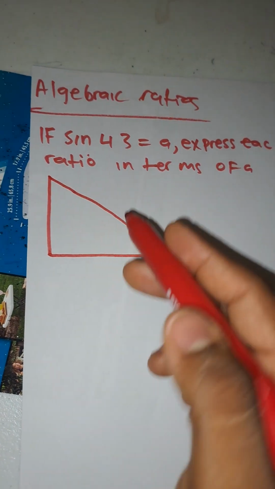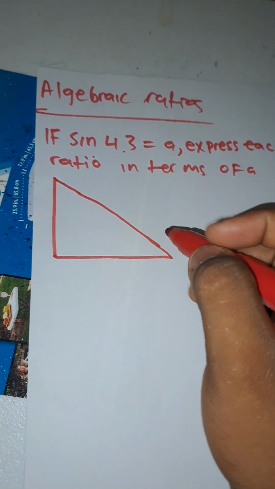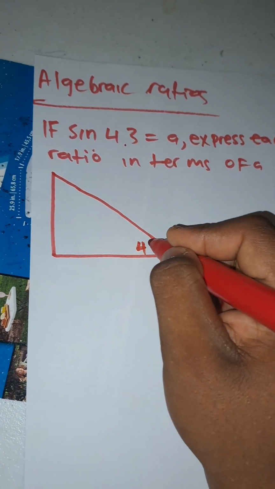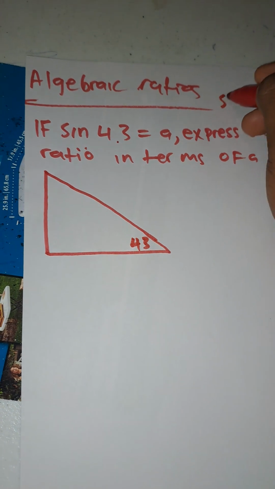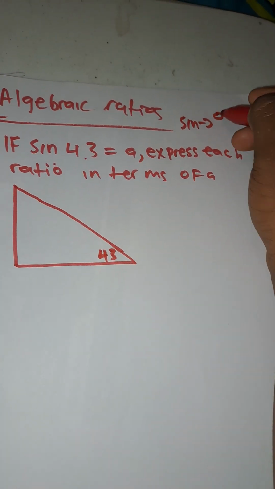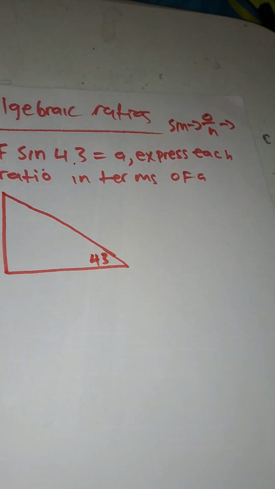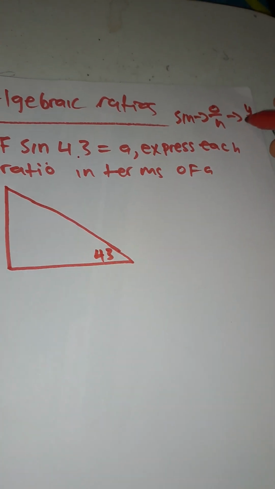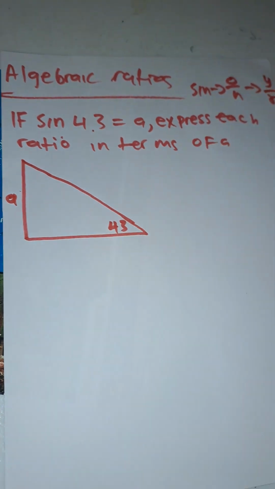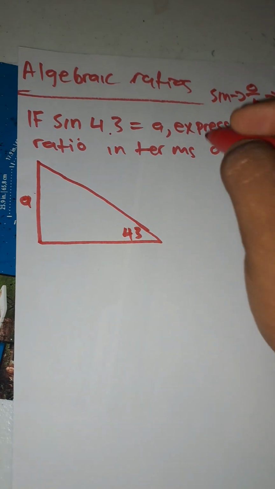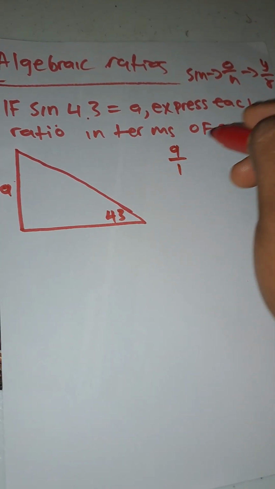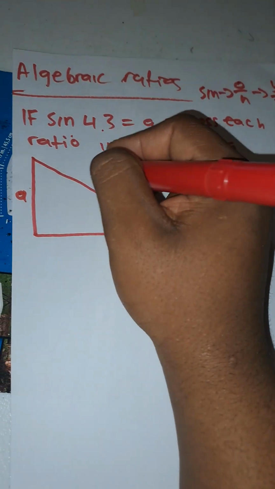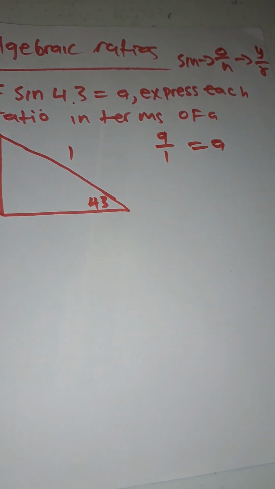Okay? And then since I'm given what is sine 43, I know what 43 must be there. And then what is sine? Sine is what? Opposite over hypotenuse, but I want you to get used to this one. You must use it, y over r, and then which is what? A over r, y over r. Now it is the same as saying a over 1 because a over 1 is a. So each and every time your hypotenuse is 1.